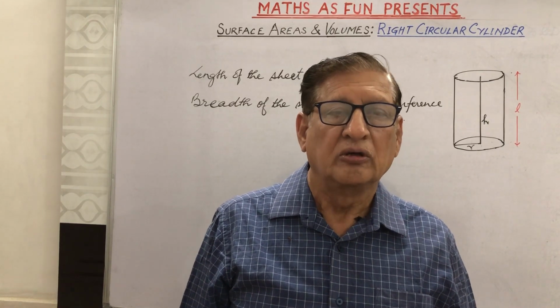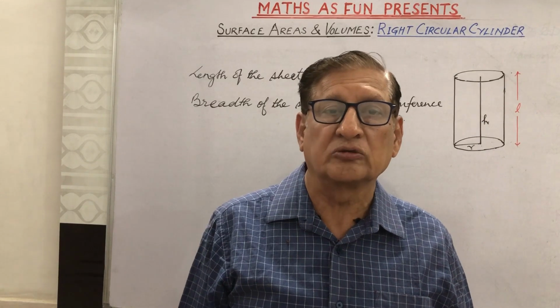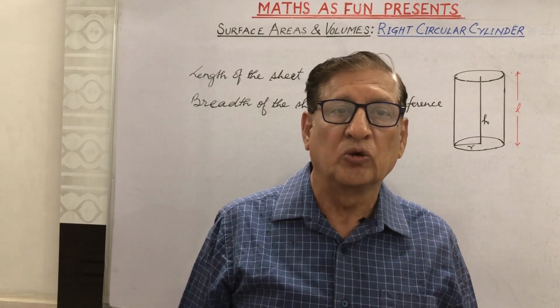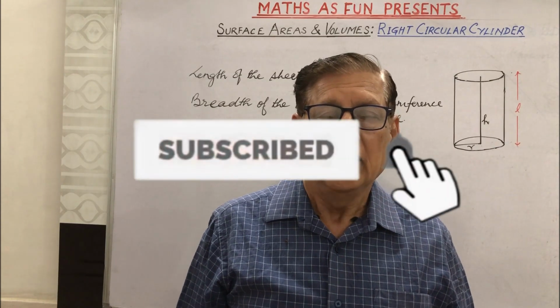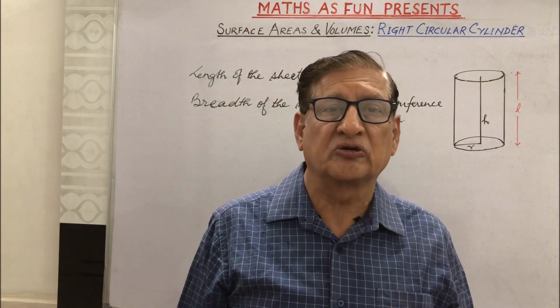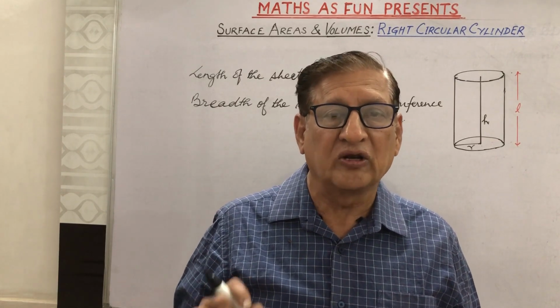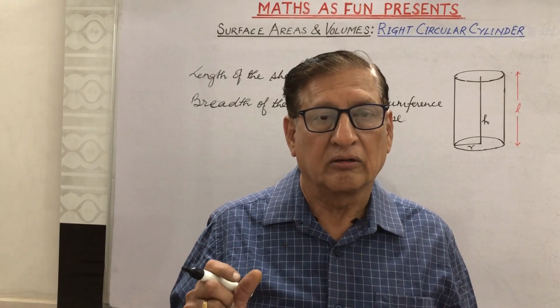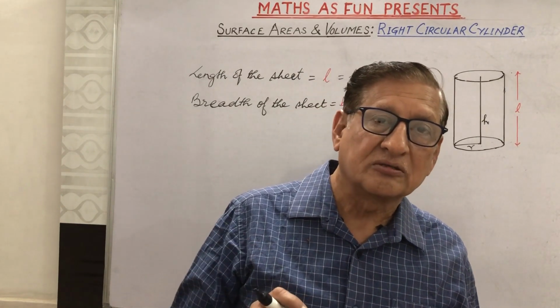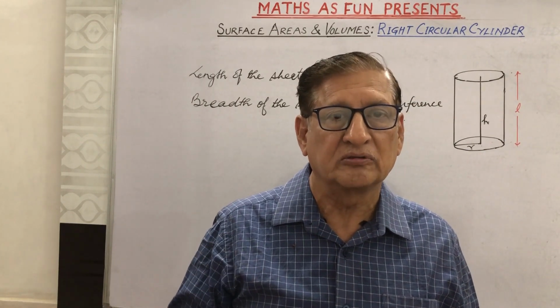In this video, we are going to learn about the right circular cylinder, how to find out its curved surface area, total surface area and volume, etc. We have already learned about the formation of a cylinder. We know that if we revolve a rectangular sheet either along its length or along its breadth, we find a cylinder is formed.